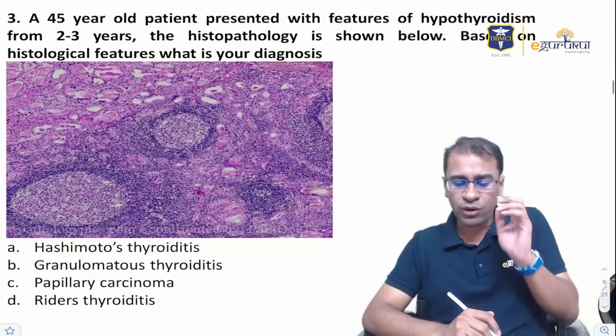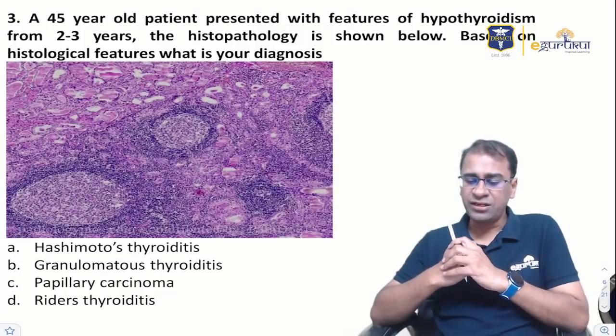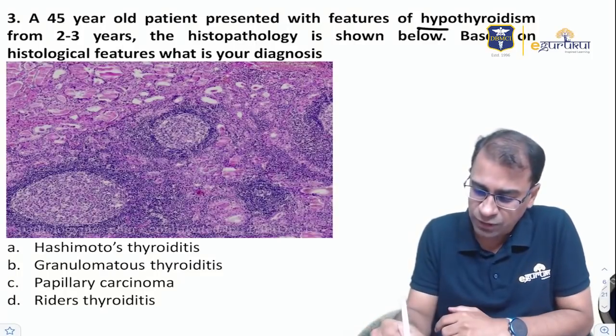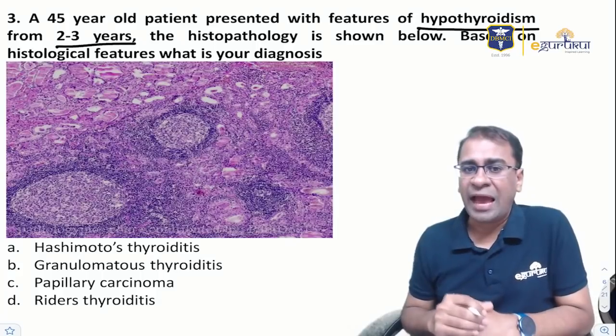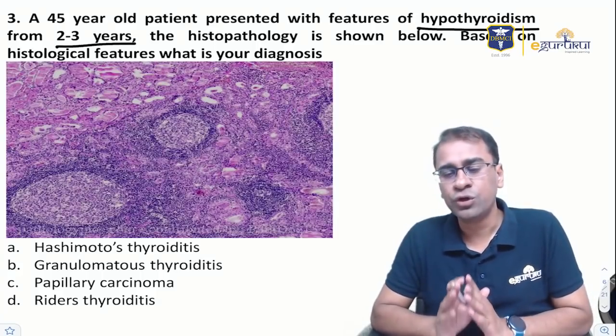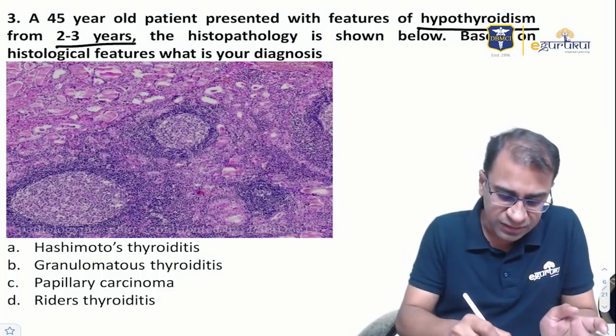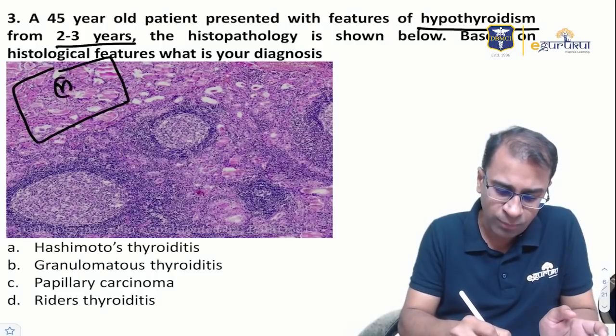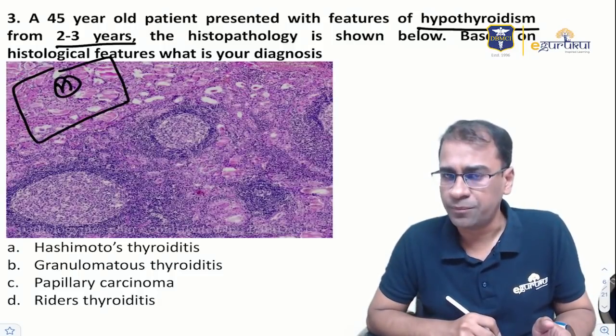A 45-year-old patient presented with features of hypothyroidism for 2 to 3 years, and histopathology has been done ultimately to find out the features. So see, this area looks quite like a normal area of the thyroid gland.